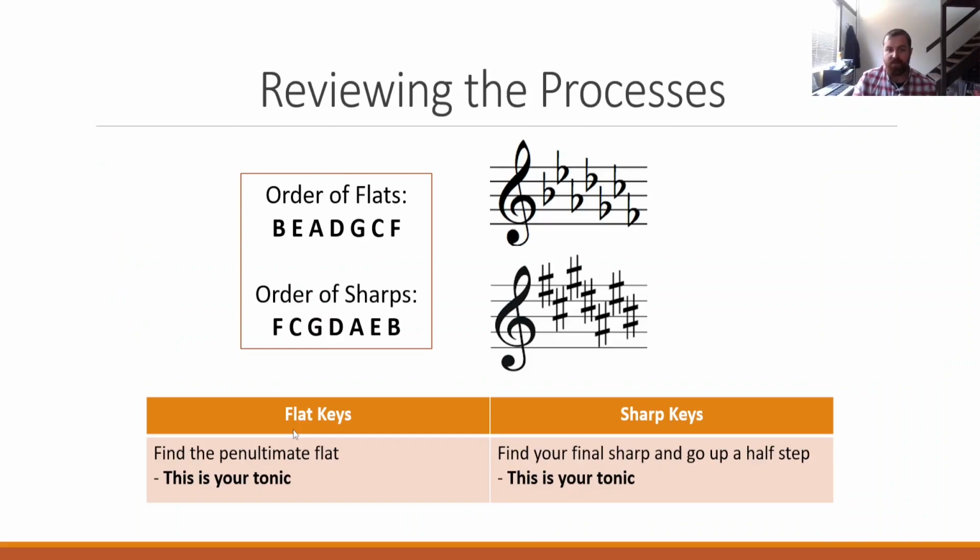So, for instance, here is all that on one slide. Here's the order of flats. Here's the order of sharps. Remember the mnemonic, better eat a darn good chicken fajita, and then backwards. This is what an entirely flat key signature looks like and an entirely sharp key signature. They're only going to be less complicated than this. And here are the 2 processes. For flat keys, to identify, go to the penultimate flat. That's your tonic. For sharp keys, the last sharp up a half step gives you your tonic.